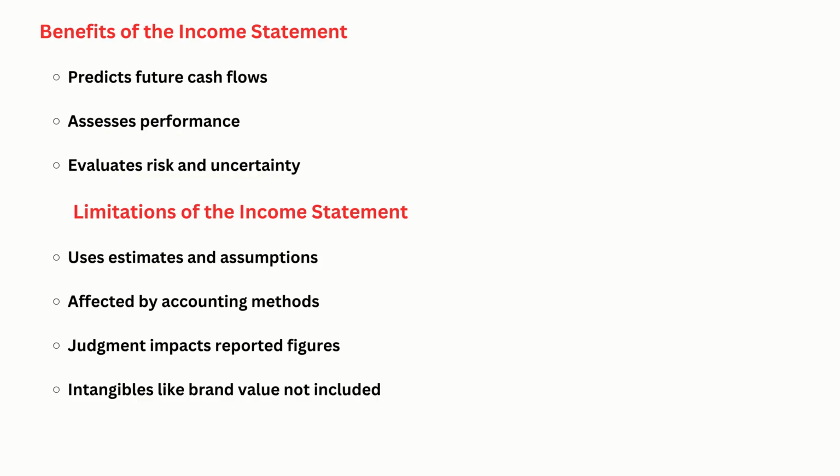Operating income shows profit from core business. Non-operating items include things like interest and one-time gains. Discontinued operations must be shown separately to reflect what won't continue. Net income is the final result after everything.